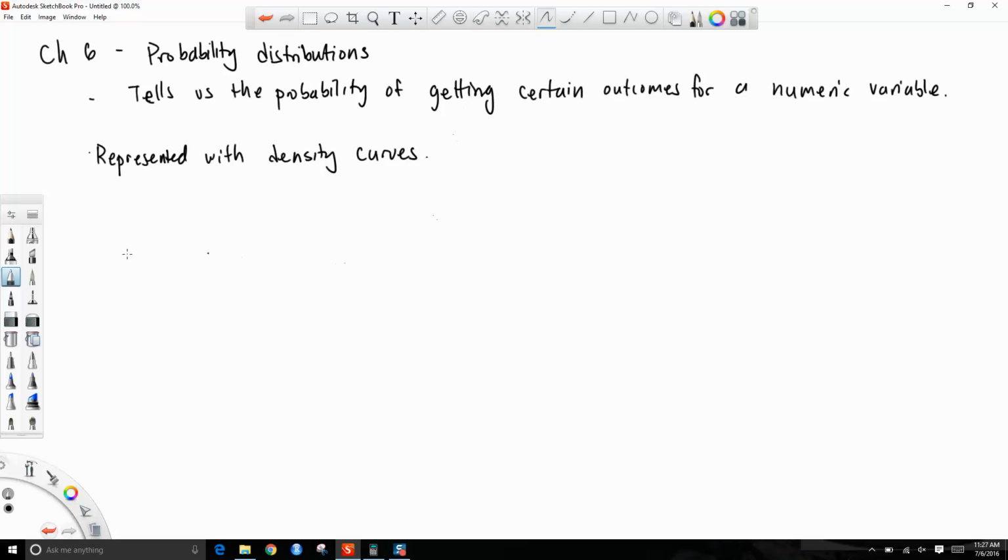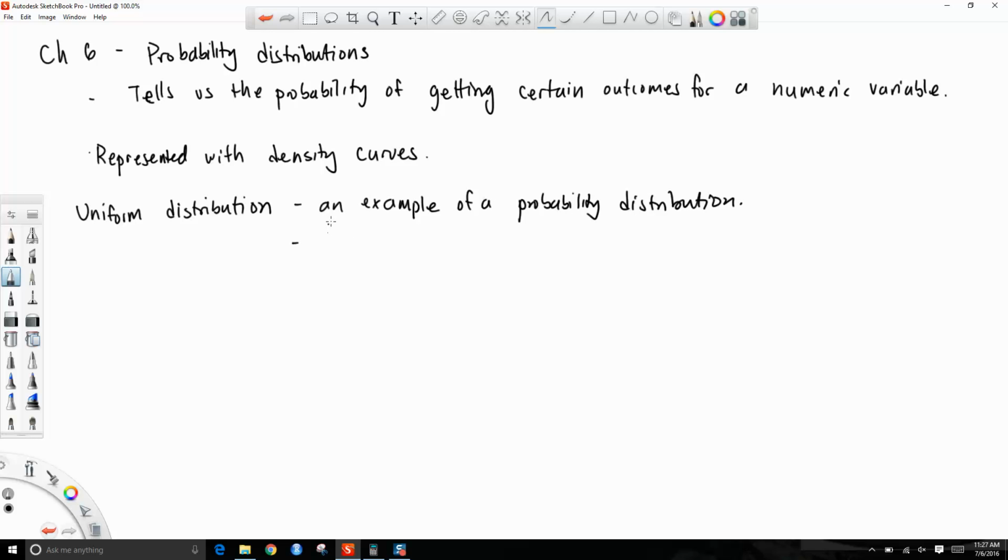For example, we can have what's called a uniform distribution. A uniform distribution is an example of a simple probability distribution. With a uniform distribution, every value between 0 and 1 is equally likely to appear.